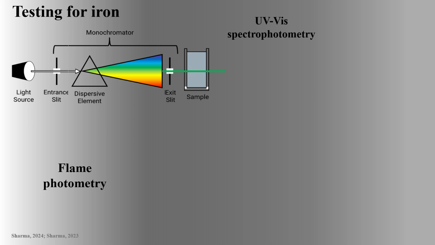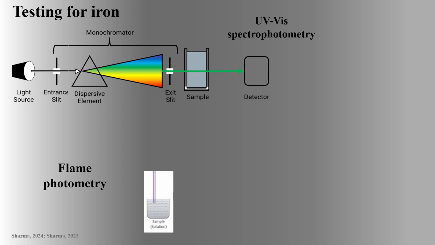Next, we'll go through a sample. And in this cuvette, you will have your product, your sample that you are trying to measure. This will be using Beer's law, where you have A for absorbance, b, the length of the cuvette, and epsilon, which is the molar absorptivity coefficient of the sample. This then proceeds to the detector. The detector will print out a graph that shows the wavelength and where the iron actually showed up.